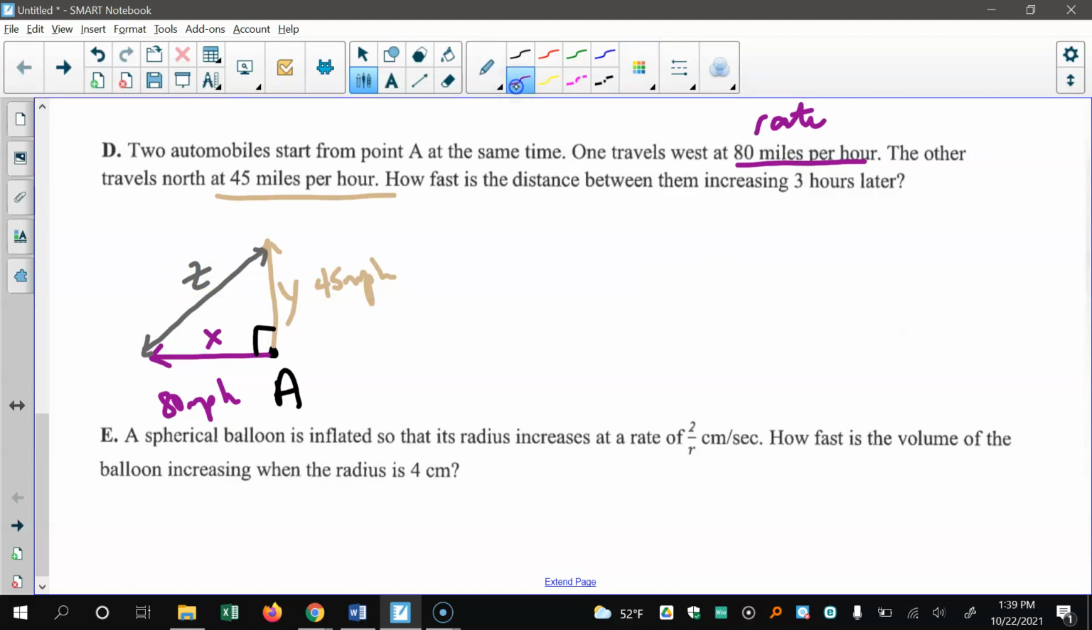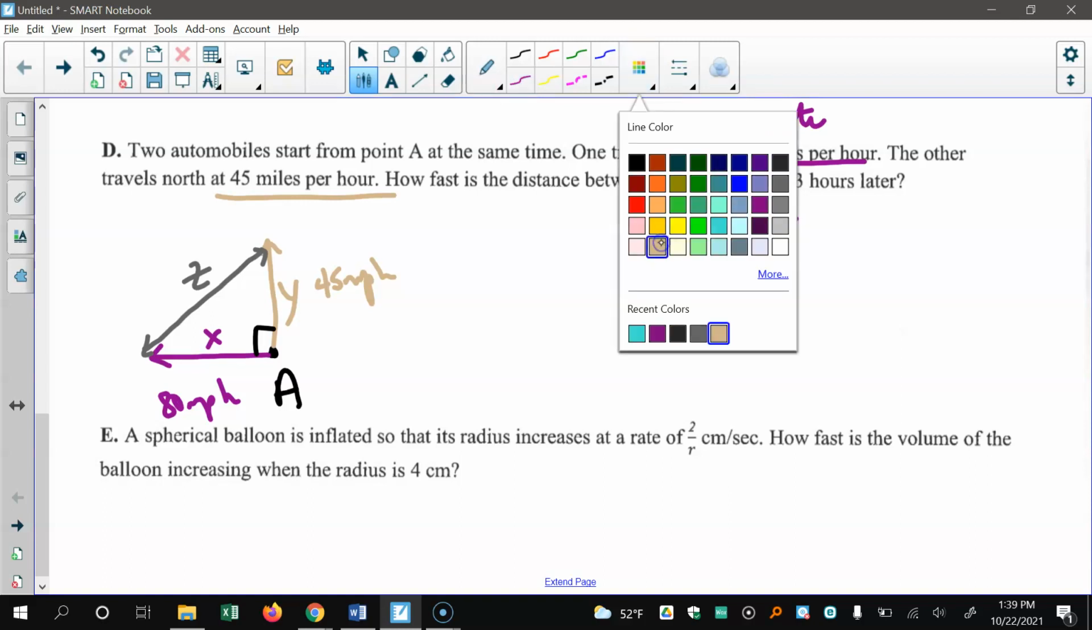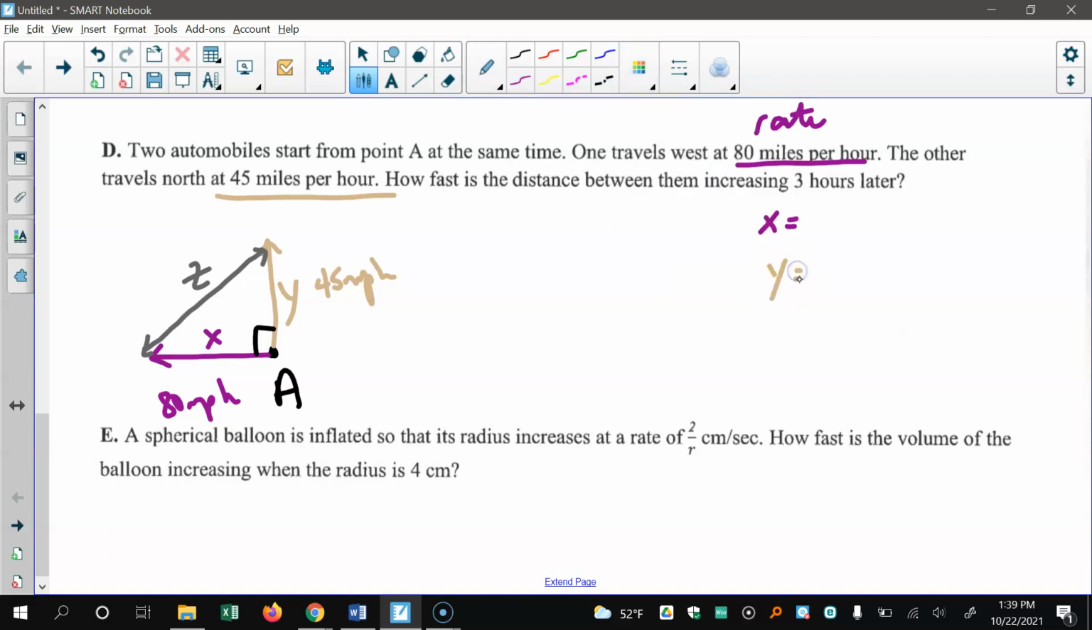Before I set up an equation here, I want to point out that we don't actually know the values of these just yet. We have to do a little bit of work. So X equals, Y equals, Z equals. But what I'm also taking the time to do at the moment is fill in all these values. dz/dt, we don't know. dz/dt is how fast the distance is changing between them. That's going to be a rate. That's what we're trying to answer in the question.